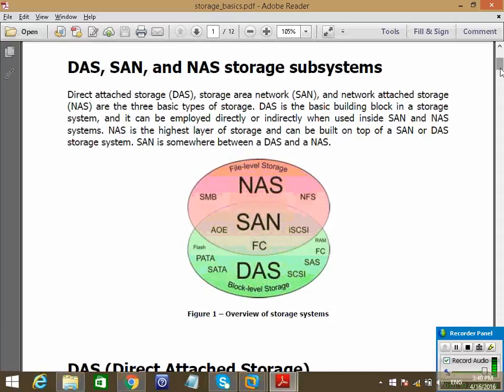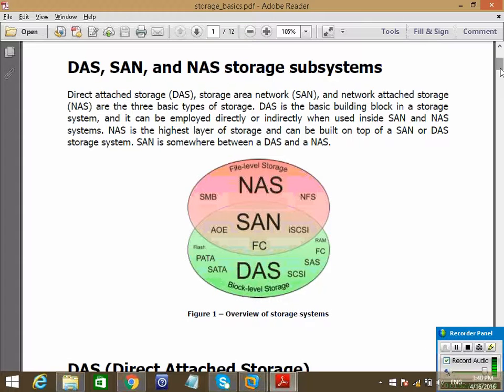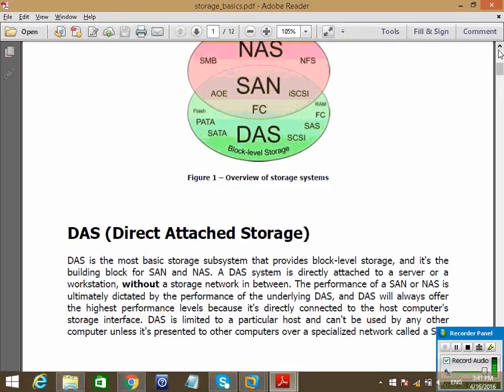The first thing that we look at is the DAS, direct attached storage. So, as I told you, DAS is the basic building block in a storage system. If you look at it, the name itself says directly attached storage. It is just like you are plugging a USB to your system. And on this DAS or NAS or SAN, it can support different types of disks.